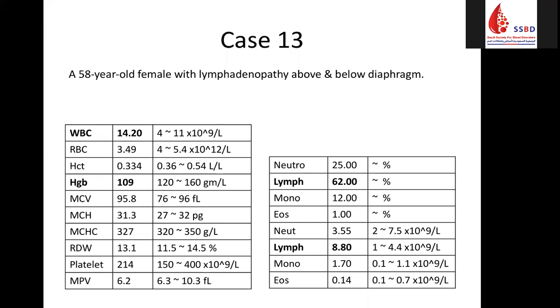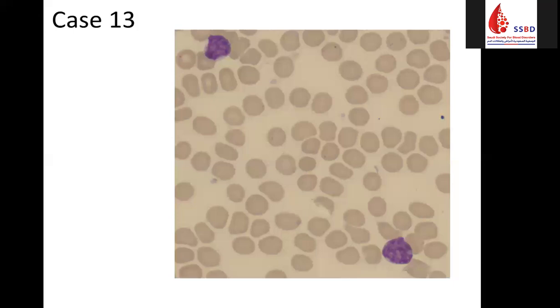Case 13. Okay, this is a 58 years old female with lymphadenopathy above and below the diaphragm. So we have a mild leukocytosis, anemia, normocytic normochromic, platelets within normal, and we have lymphocytosis. So it seems that the lymphocytosis with the lymphadenopathy is alarming. So you don't know if the peripheral blood is helpful or not.